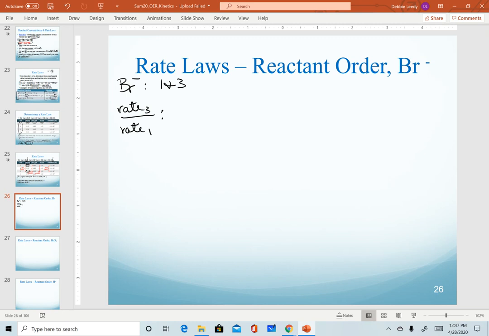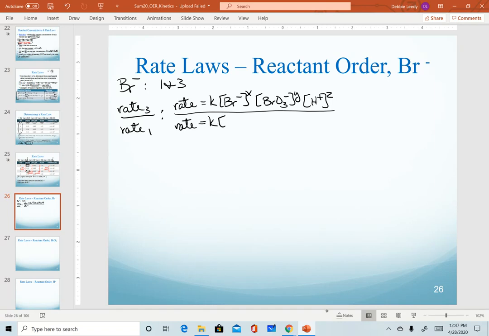All right, so referring to our table of data. So again, remember our rate law is rate equals k. For this reaction, we have bromide as x, bromate as y, and hydrogen as z. x, y, and z are completely arbitrary. They're just my favorite variables. So anything other than your coefficients can go in here.